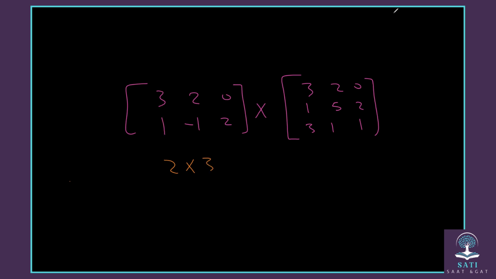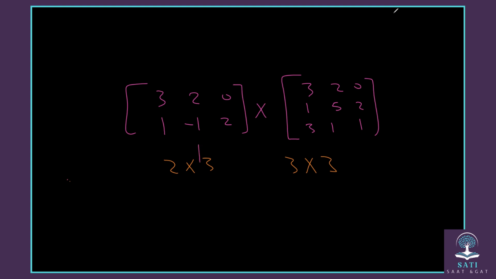What is the order of the second one now? As you see, it has 3 rows, so I write 3 times. How many columns here? 3. So I write times 3. Now I wrote the order of each one. To check now the order, you can see whether you can multiply them or not.